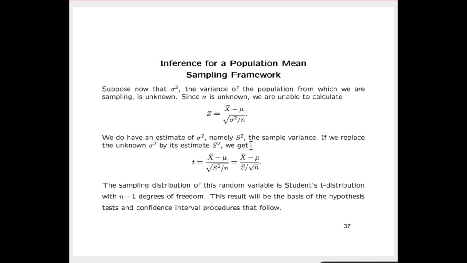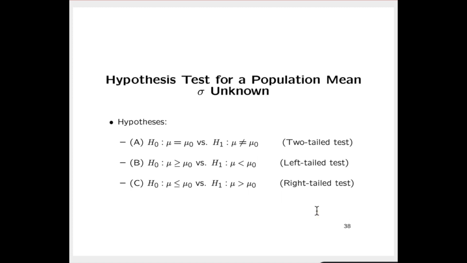So knowing that the sampling distribution of this random variable that we're calling t has a student's t-distribution, this knowledge provides the basis for constructing hypothesis tests and confidence intervals for a population mean. So let's take a look at what we can do. So let's look at the hypotheses. So we've got, again, three hypotheses. A two-tailed test, which I'm labeling hypothesis A. We have a left-tailed test, which I'm labeling hypothesis B.